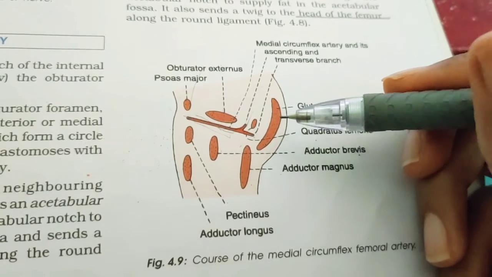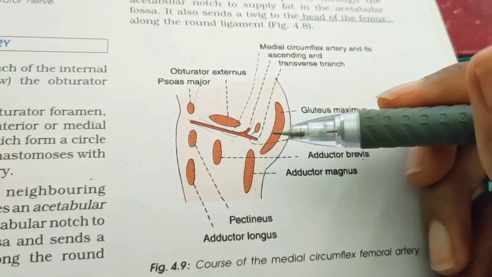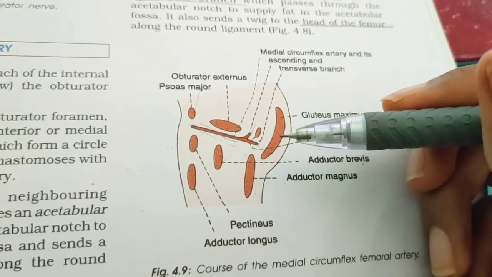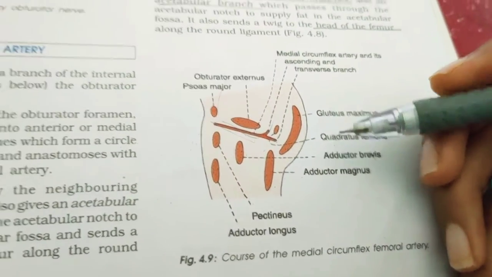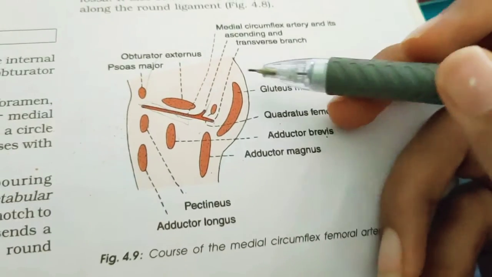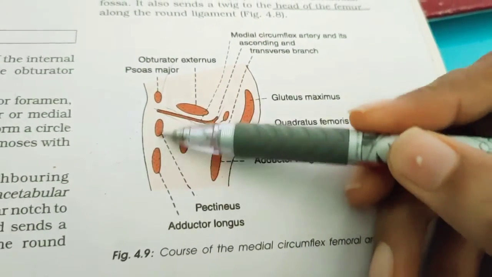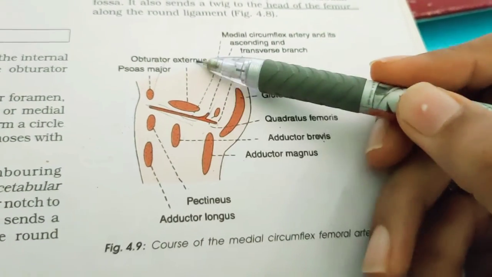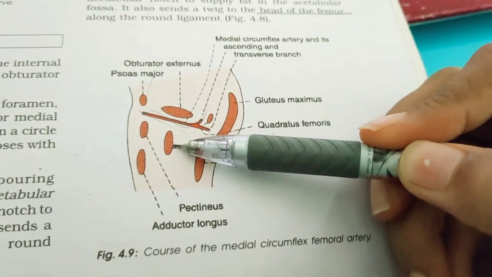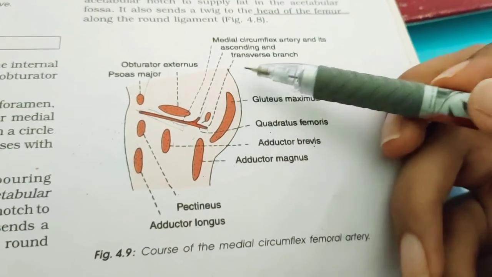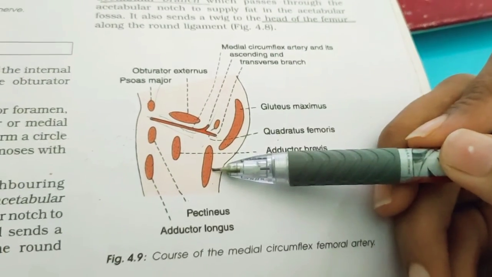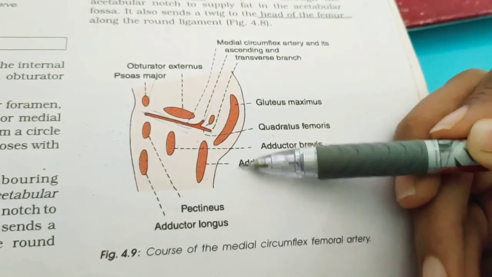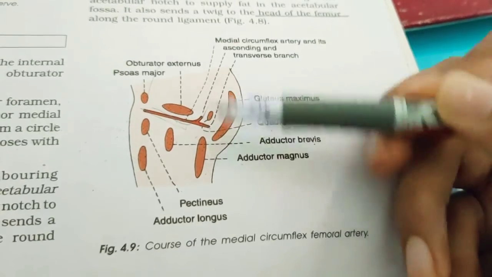It also sends a twig to the head of the femur along the round ligament. So this is all about the circumflex femoral artery. Just remember, first it is between two P's, psoas major and pectineus. Next between obturator externus and adductor brevis. Next between quadratus femoris and adductor magnus. So first comes brevis, next magnus.